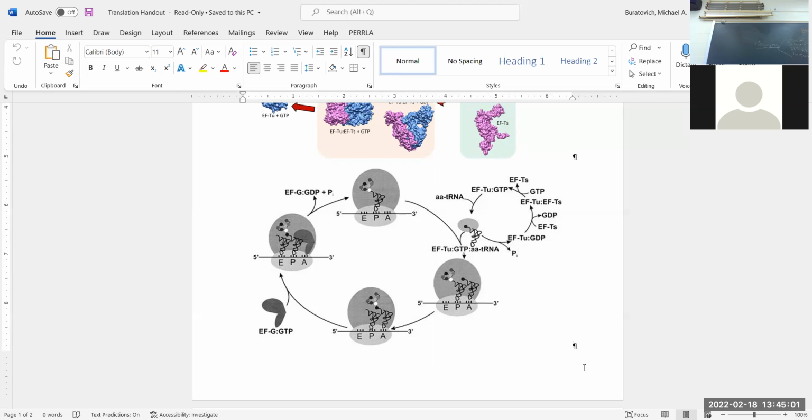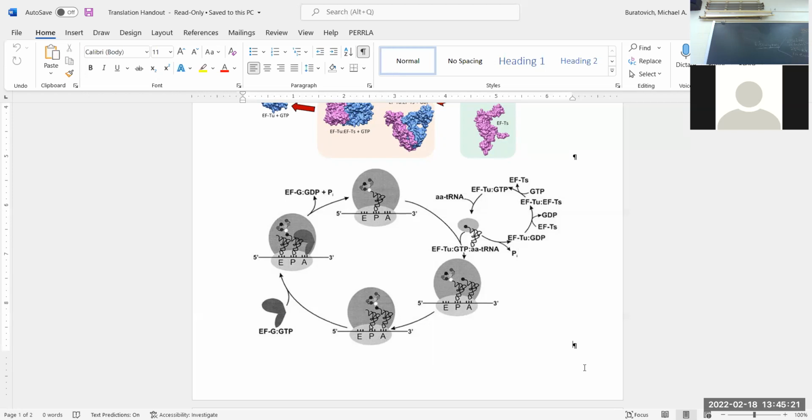So now the codon that was at the P site now goes to the E site. The codon that was at the A site goes to the P site. The codon that was just outside the A site now goes to the A site. The ribosome is going to move down the mRNA in a 5' to 3' direction.